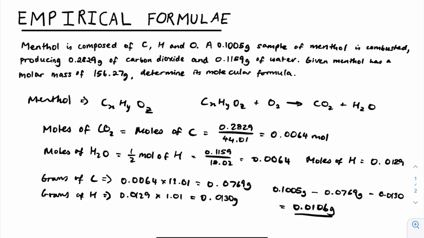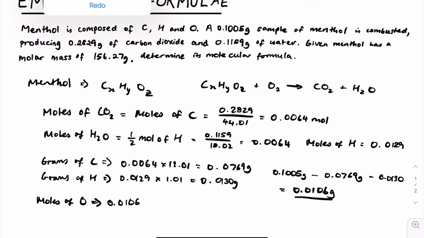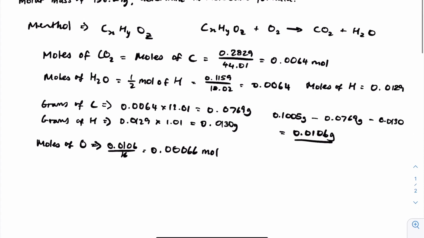Now we can figure out the moles of oxygen. So we just multiply it by the molar mass. So 0.0106 times 16. Sorry, we divide it by the molar mass. So 0.0106 over 16 is equal to 0.00066 moles. And now we can express our menthol subscripts in their ratios.